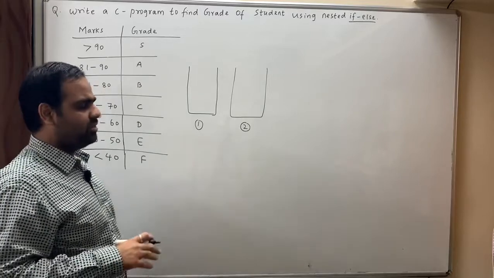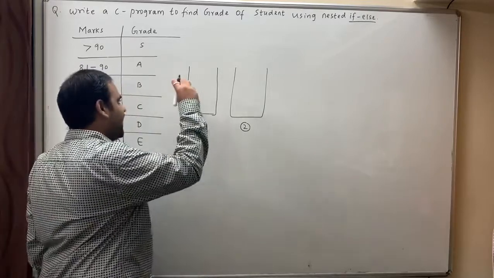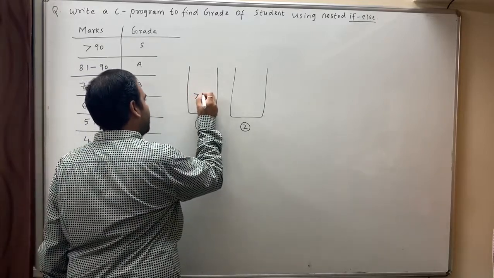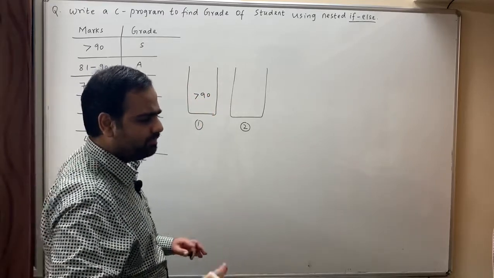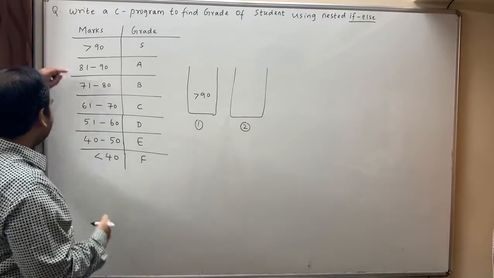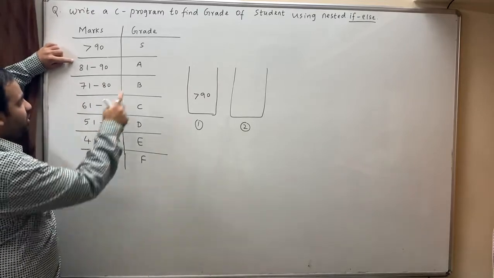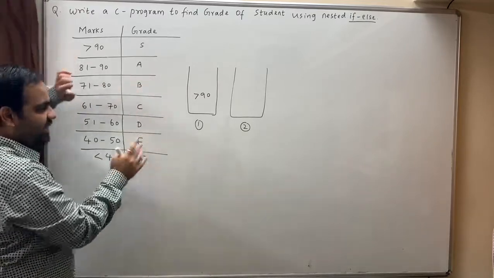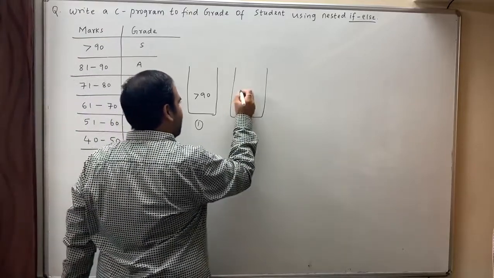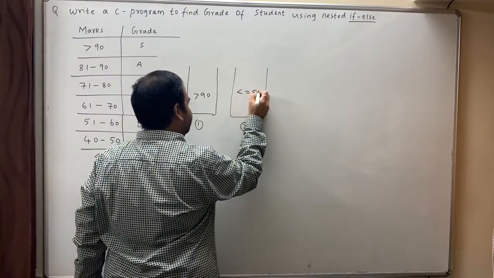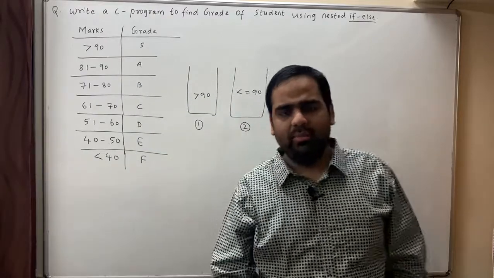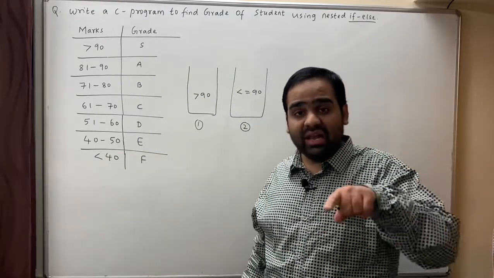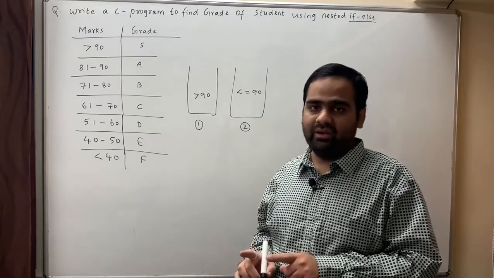Assume that marks is greater than 90. I will put it in bucket 1. And if marks is less than or equal to 90, it can be anything out of A, B, C, D, E and F grade. Therefore, if marks is less than or equal to 90, I will put it in bucket 2. Now let us assume that marks is 95. I will put it in bucket 1.